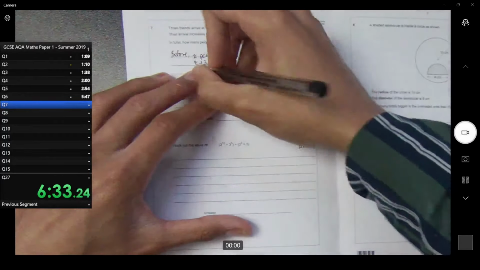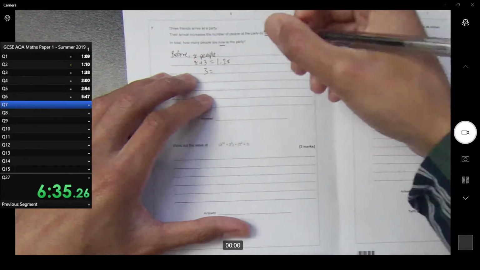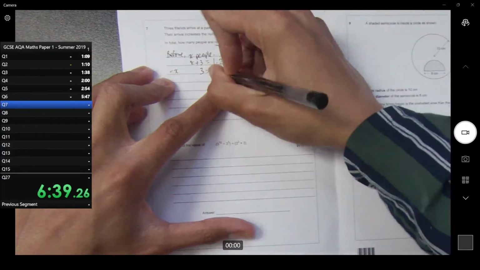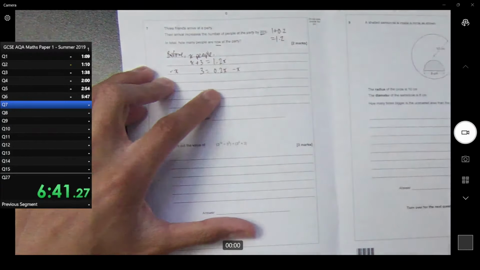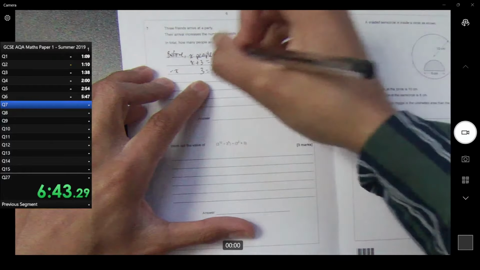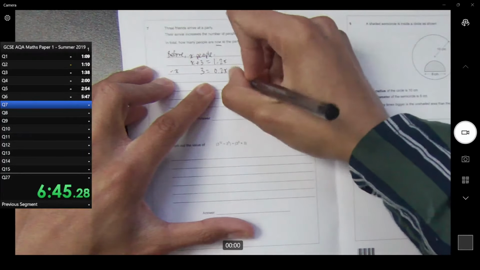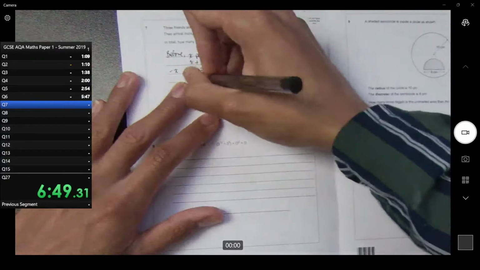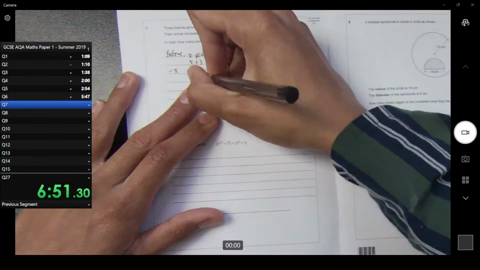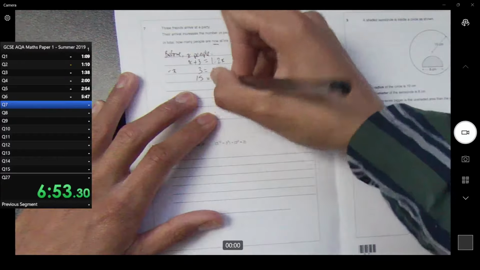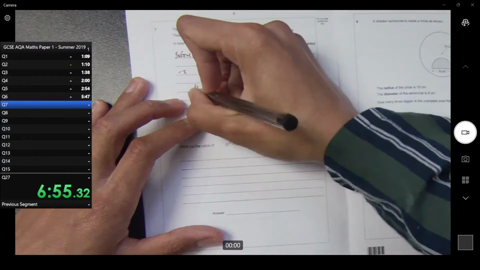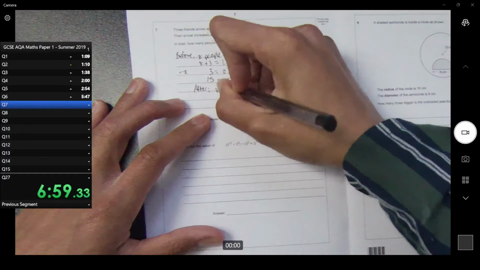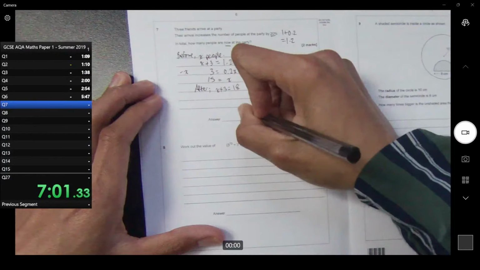So if we try and solve this, we get 3, subtract x from both sides. Then divide by 0.2 on each side. We get 15. So that was before. So after, this would be, so 18 people.